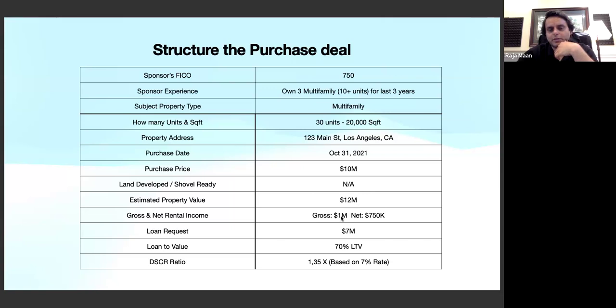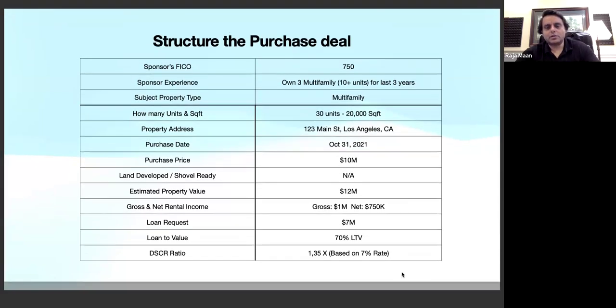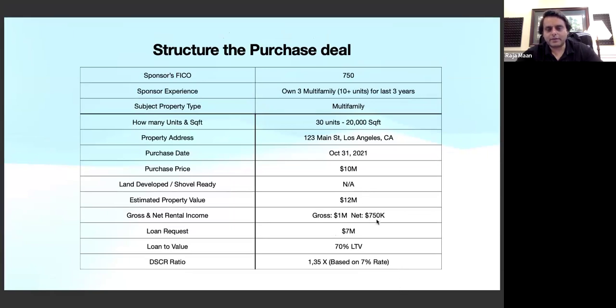Gross revenue is $1 million, and usually we go up to $750,000 if it's a very good, manageable property. $750,000 NOI, net operating income, and the loan amount they're asking for is $7 million, 30% down, 70% LTV. Based on the net operating income and the $7 million loan request, at a 7% interest rate, this becomes a 1.35 DSCR, which is good to go with pretty much all the lenders.